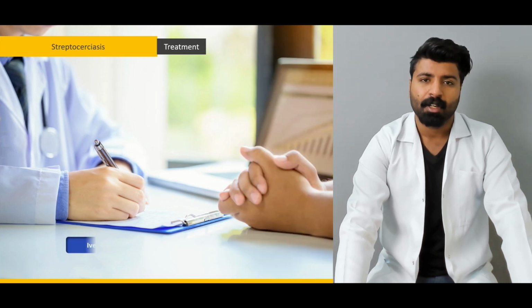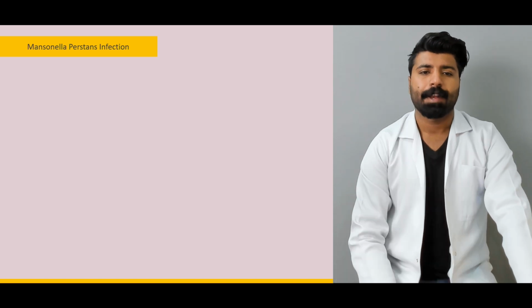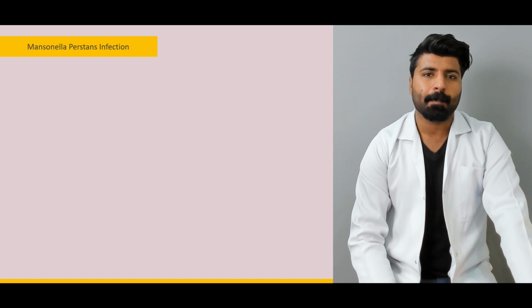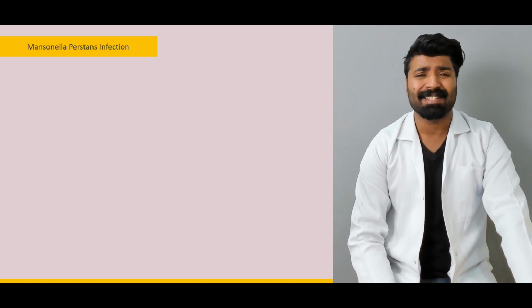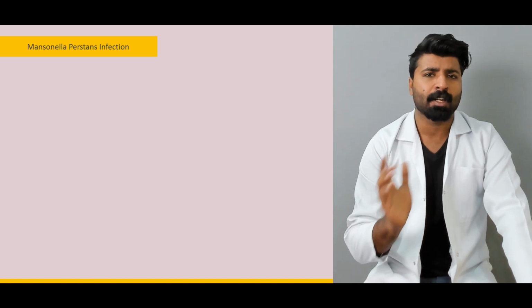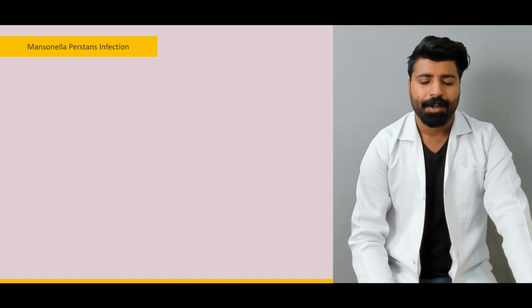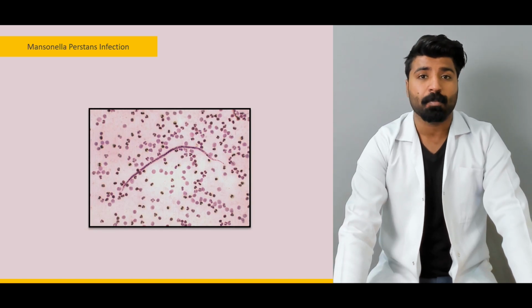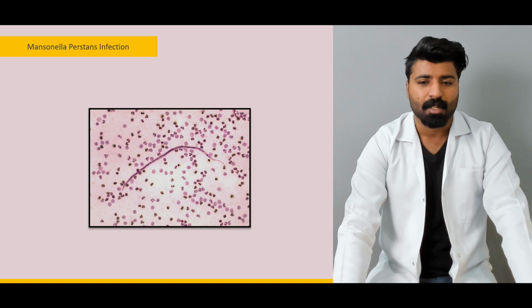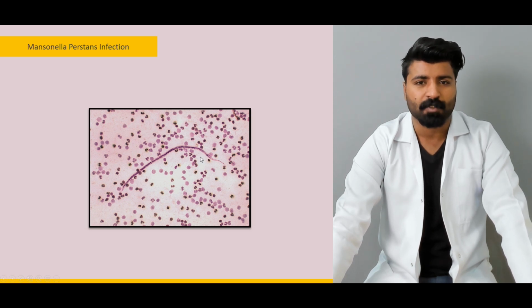How do you treat it? Treatment is all the same. You can give ivermectin in this case. Now, Mansonella perstans infections are basically found in, again, those African areas, South African, Nigerian, and in some cases in Asian countries. Now, it can lead to what? It can lead to mansonellosis, which is one pathology. Now, this is the parasite right here, which confirms your diagnosis in most of the cases.